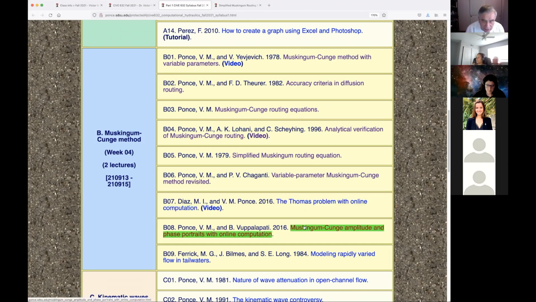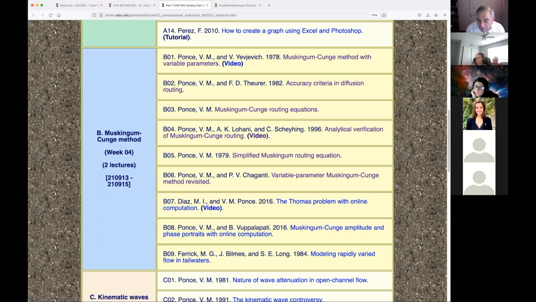And then the last one is Muskingum-Cunge amplitude and phase portraits. At the same time that Marcela was with us, there was a lady from India, Vavia Bupalapati. They were going to do special studies with me. I first asked Vavia if she was a math wizard, and she said she was. I believed her, I trusted her. I said, okay, cool, then I'm going to task you with something really, really complicated. And I did, and she did it beautifully, and we came out smelling like a rose on this project.